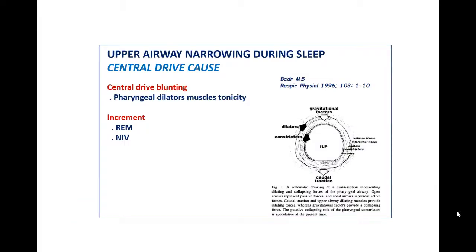The second great mechanism of upper airway obstruction comes from central respiratory drive causes. In the case of central respiratory drive blunting, pharyngeal dilator muscle tonicity may decrease. This phenomenon may be emphasized during REM sleep and hyperventilation during non-invasive ventilation.